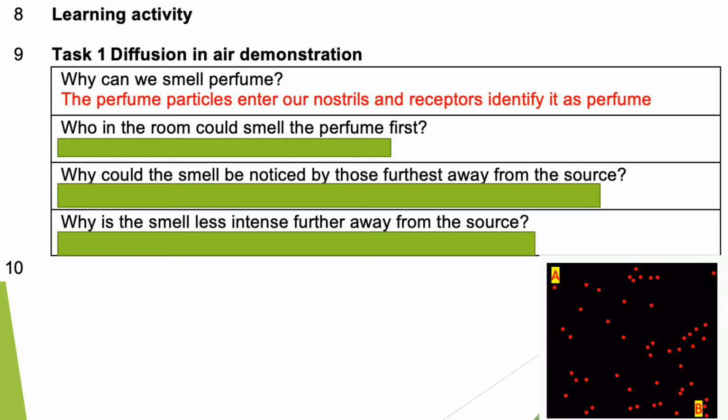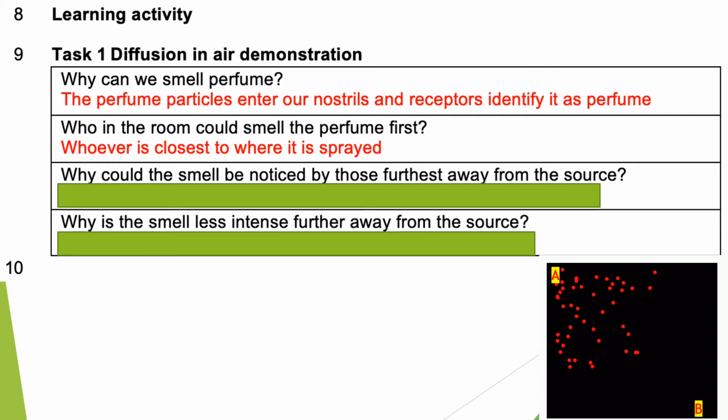So who in the room could smell the perfume first? And I kind of explained this already, but generally whoever is closest to wherever the perfume was sprayed will be able to smell it first. Okay, and then the people in the back, say for example, will be able to smell it later. Now, if I were to ask you, how would you explain the intensity of the smell if you get someone from the front as opposed to someone from the back? You might say, well, the person in the back will probably smell it, but it won't be as strong as the person in the front smelled it, and you're exactly right.